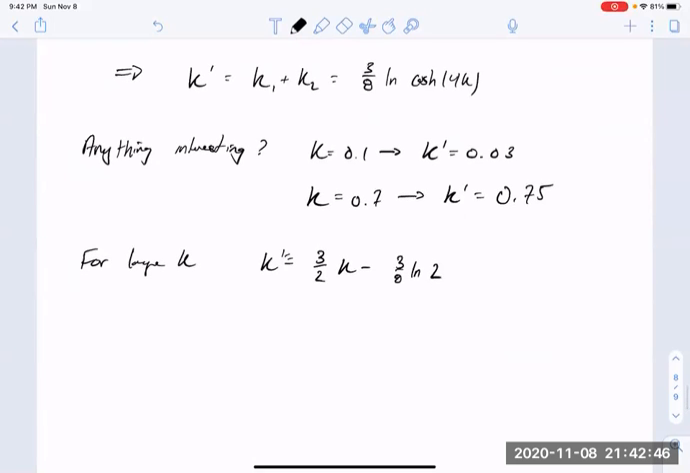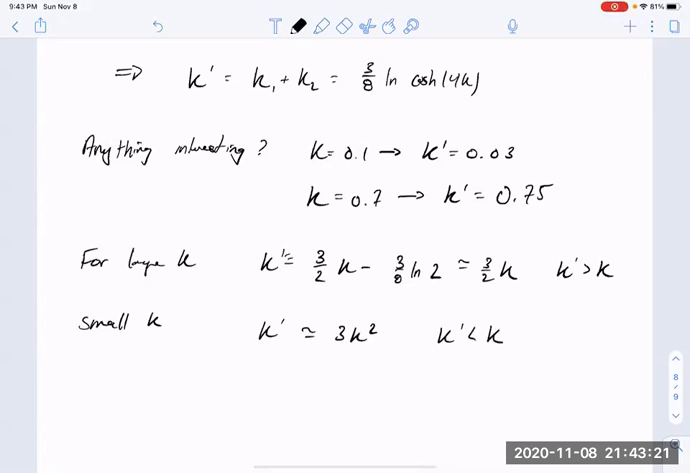Indeed, from the denominator of the exponentials, which asymptotically will go like 3/2 k, that constant is irrelevant. So k prime gets bigger than k. For small k, if I Taylor expand 3/8 log hyperbolic cosine of 4k, I get 3k squared. If I square a small number, I get an even smaller number, so k prime gets less than k.